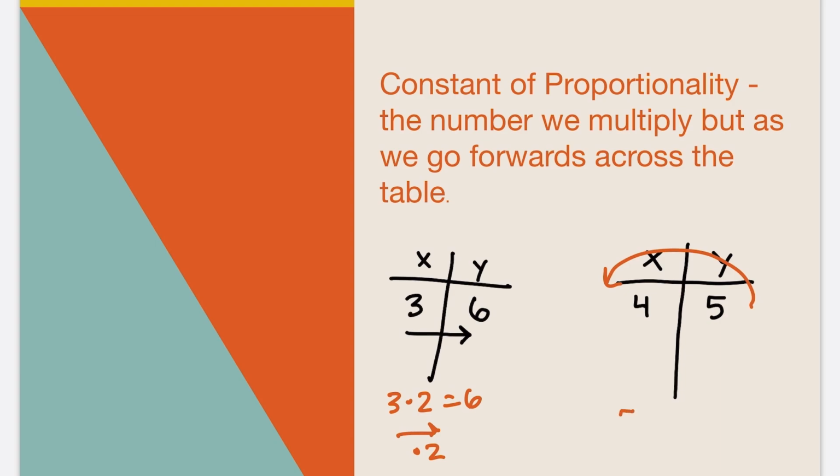So I would start by typing in 5 divided by 4 into my calculator. 5 divided by 4 is the fraction 5/4, or the decimal 1.25. So again, that now tells me that 4 times 1.25 is equal to 5, or in other words, the constant of proportionality is 1.25 since I'm multiplying by 1.25 as I go forwards across the table.